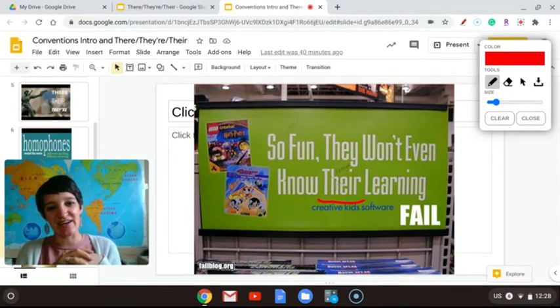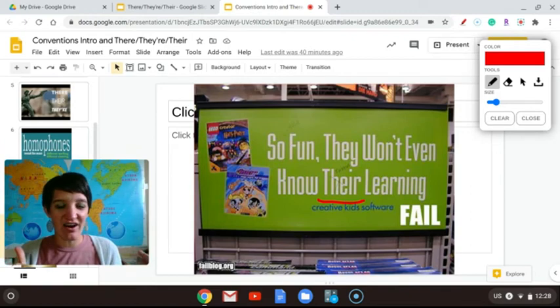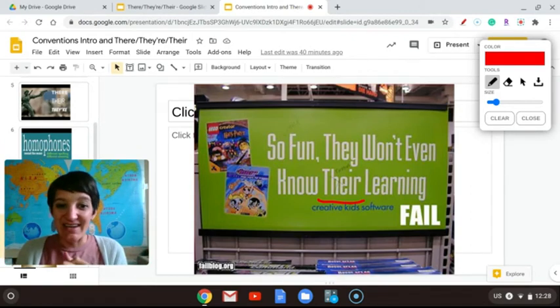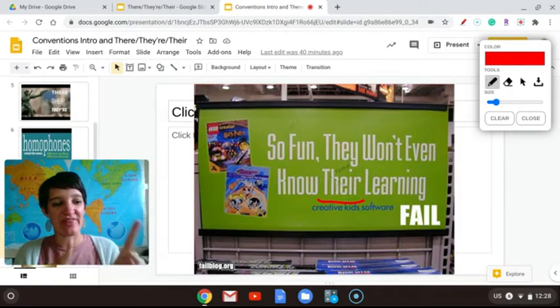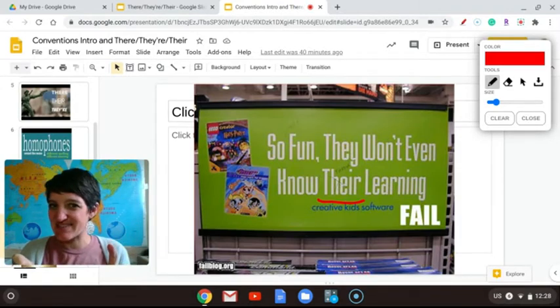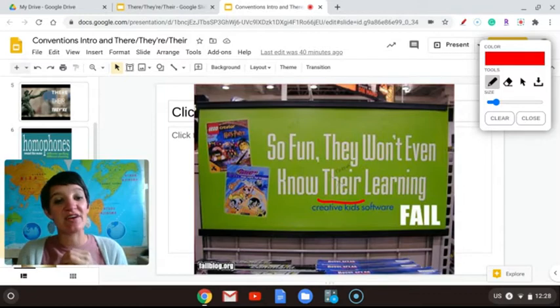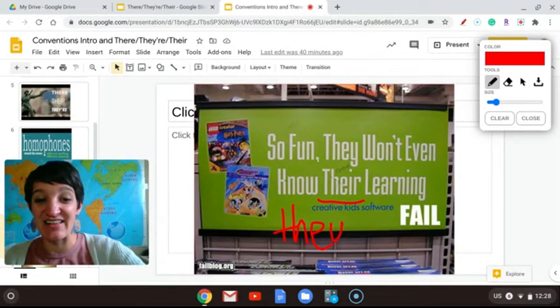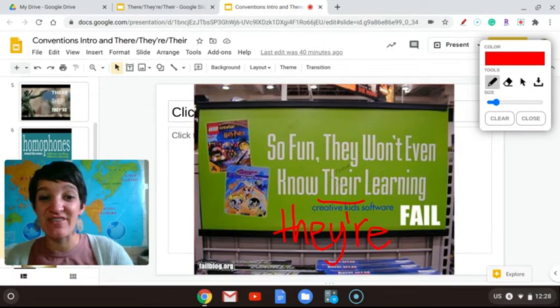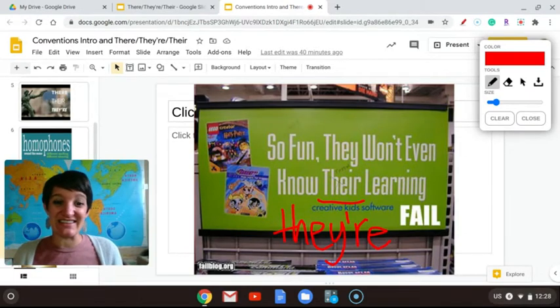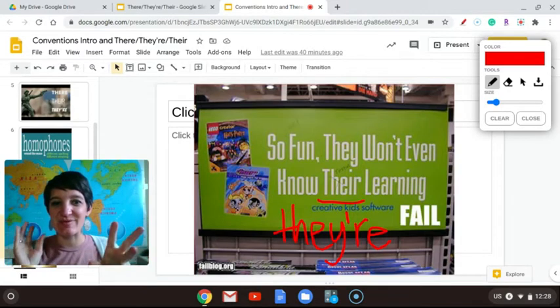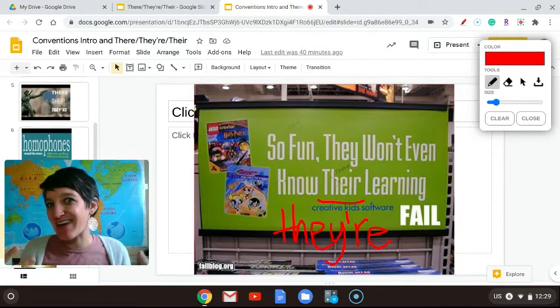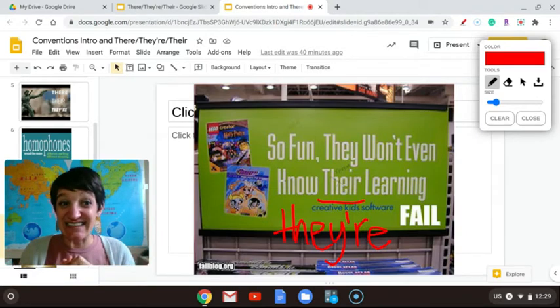This "there" is talking about the possession of someone's, right? Like their car, their video game. But if we replace this "there" with "they are," we're going to see that it kind of makes sense. Listen, "So fun, they won't even know they are learning." Ooh, yeah, it should be the "they are," shouldn't it? With the apostrophe, because that's exactly what they're talking about. They're saying so fun, they won't even know that they are learning. Yikes! This billboard's even funnier because it's supposed to be like an educational advertisement, but they made a big educational mistake.